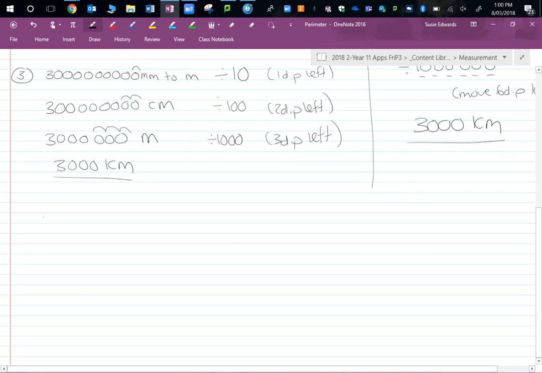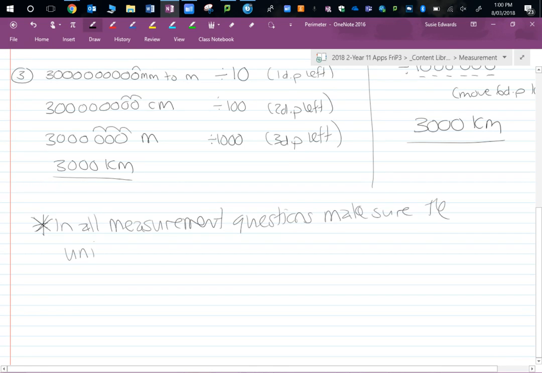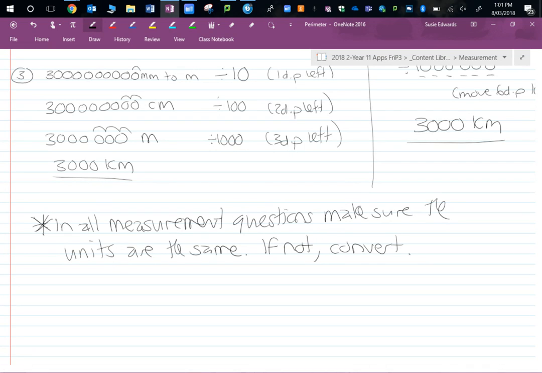So I just want you to write down like an asterisk. In all measurement questions, make sure the units are the same. What do you do if they're not? Convert them. You can often also pick that, but especially if they're easy questions, by the number of marks, because we'll usually give you a mark for a conversion. So if you suddenly see a really simple question, but it's worth more marks than you think, go, oh, hang on, let's check that, make sure.